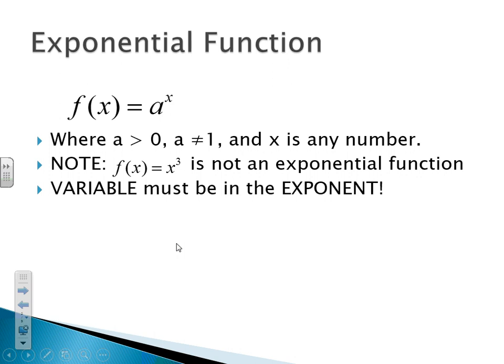Okay? Now, we have to differentiate between an exponential function and just a polynomial function. Okay? When we say exponential function, what we mean is that the variable is in the exponent. Okay? And that's what we see here in our general function. We have f of x is equal to a to the x power. That's what makes this exponential. So let's write some things down here. And we'll point out some important pieces.